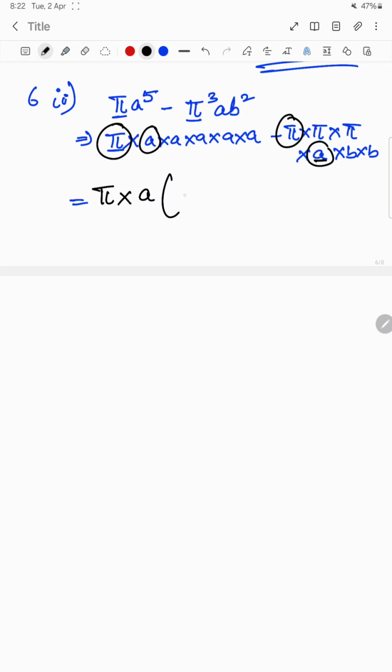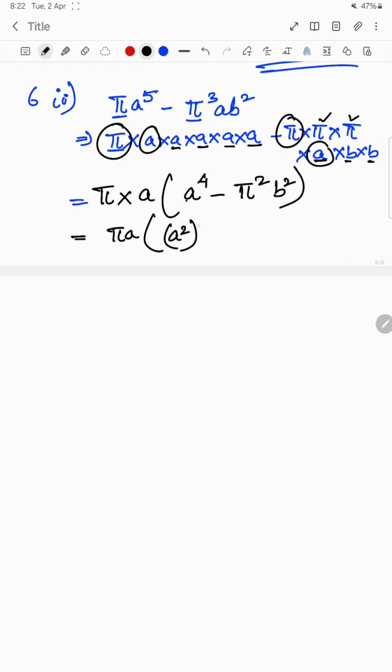So a pi, and inside what remains, a into a into a into a, that is a to the power 4. So minus pi into pi will give me pi square, b into b will give me b square. These are the numbers which are inside the bracket. So this gives me pi into a is pi, a to the power 4 I can write as a square whole square, minus pi and b are common now because they have pi, and b can be written together and square can be taken out as common and bracket close.